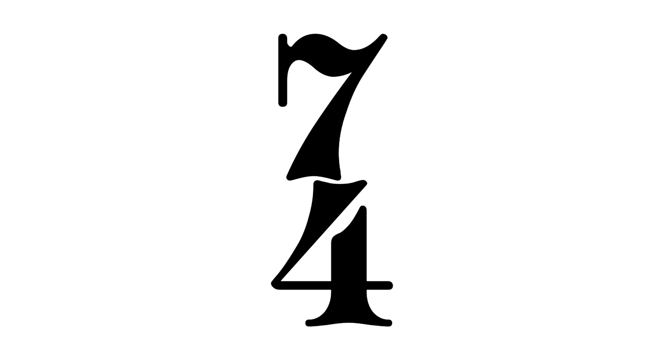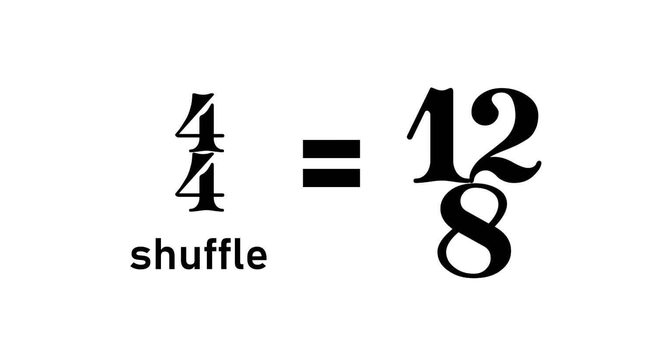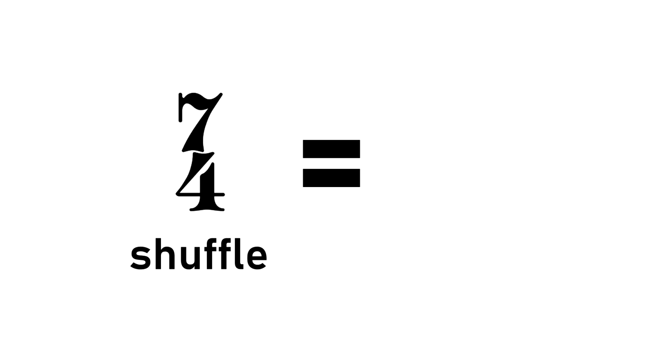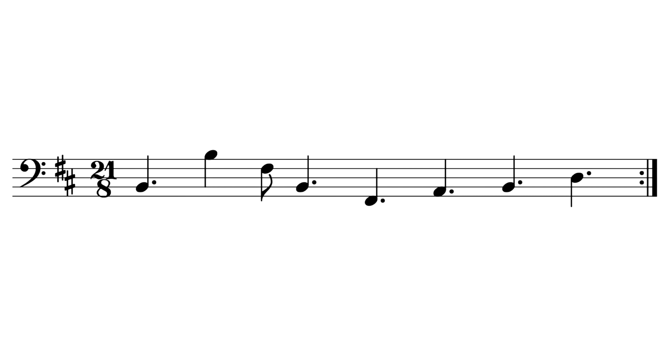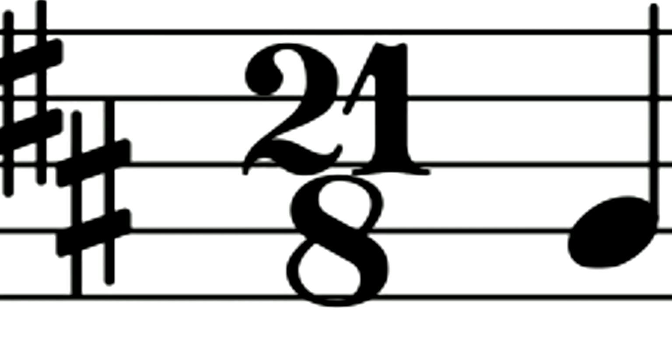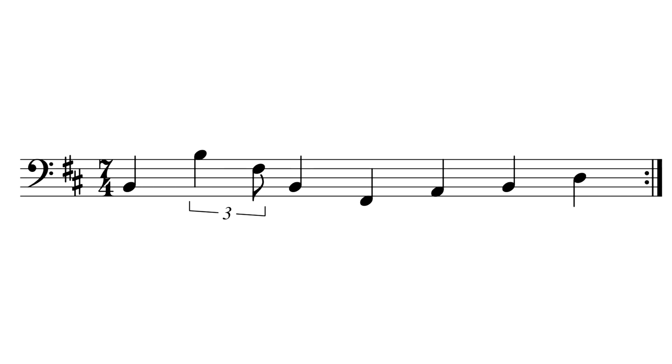But how do we write down Money's 7-4 shuffle? If we follow the same logic of a 4-4 shuffle being written down in 12-8 time, then a 7-4 shuffle would be written down in 21-8 time. And yes, as unusual as 21-8 time sounds, it would be an accurate way of transcribing Money. But let's remember that the purpose of a time signature is to make the music easier to read and easier to understand. And because the sight of 21-8 would probably give most performers IBS, Money is usually transcribed in 7-4 time, and then we use triplets to show where we want 3 eighth notes in a beat instead of just 2.